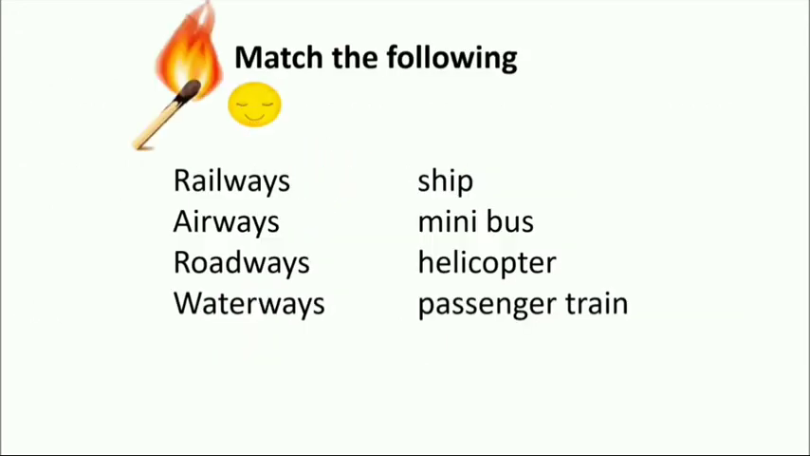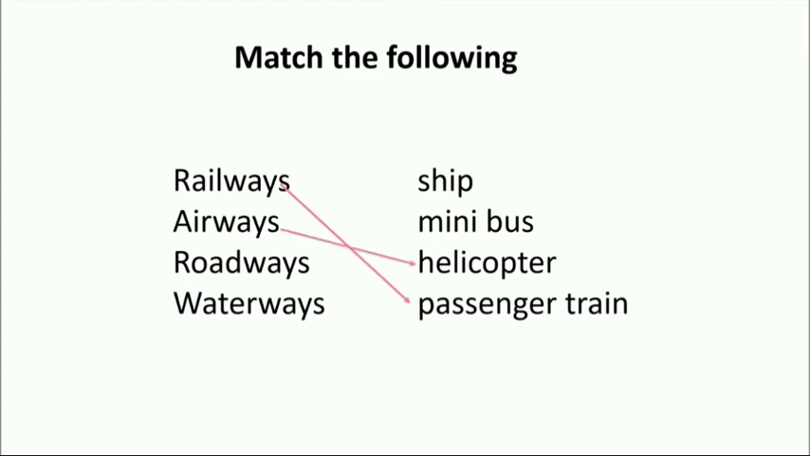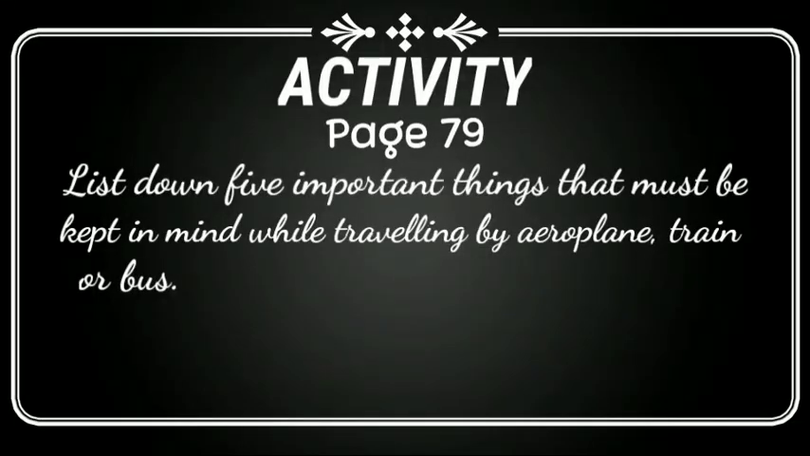Match the following. On the left side is modes of transport and on the right side is means of transport. So, match railways with passenger train, airways with helicopter, roadways with minibus, and waterways with ship. Now today's activity for you. You will list down 5 important things that must be kept in mind while traveling by aeroplane, train or bus. You will send this activity to your class teachers.